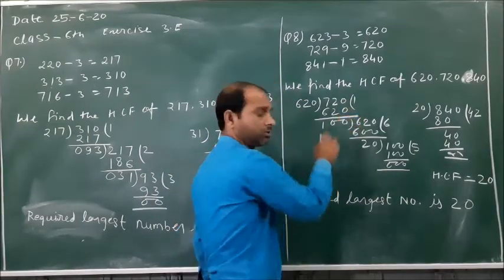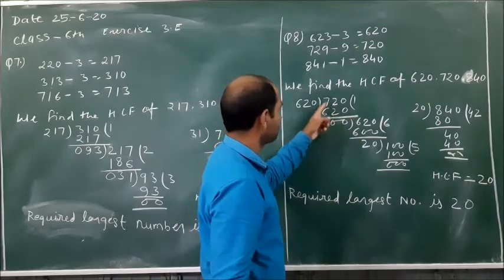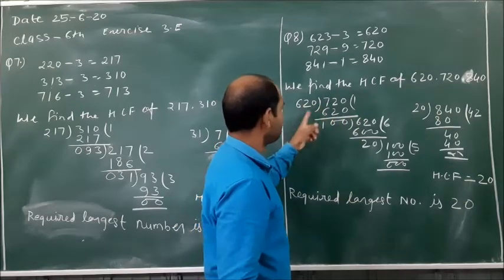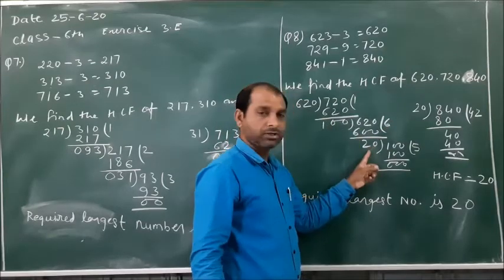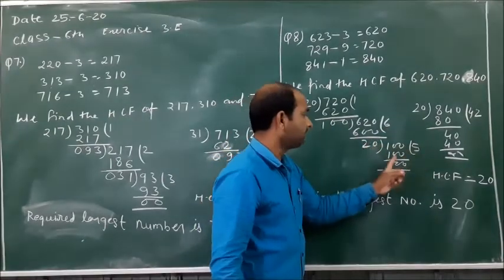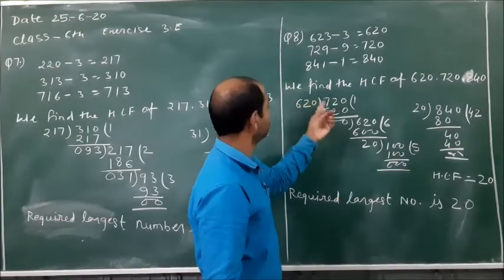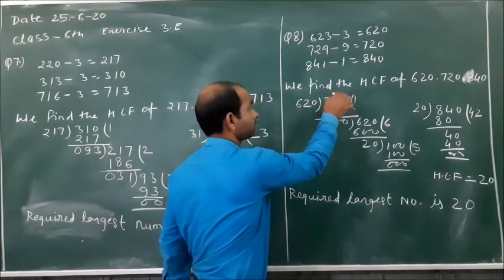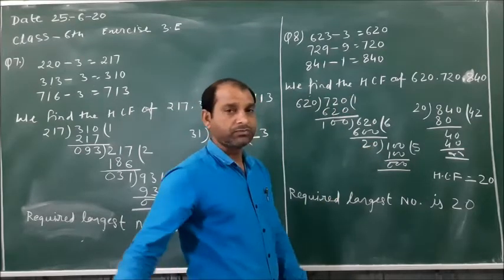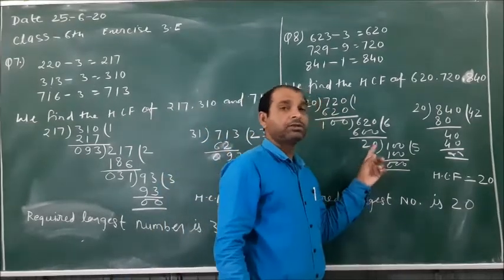0 minus 0 equals 0. 2 minus 2 equals 0. 7 minus 6 equals 1. Now comes down here 620. 100 6 is 600. Comes down here 20. 25 is 100. Means both numbers, these both 620, 720, the HCF of these two numbers is 20, because we read the table 20 in the last time.